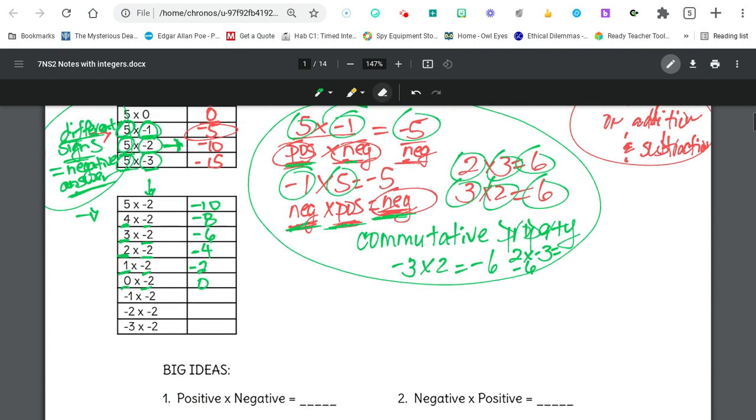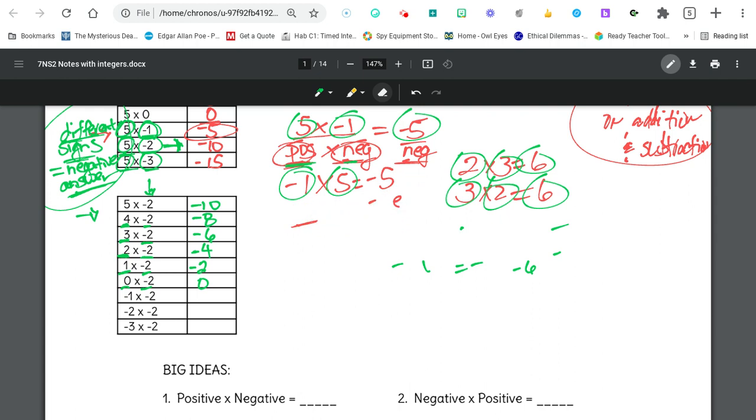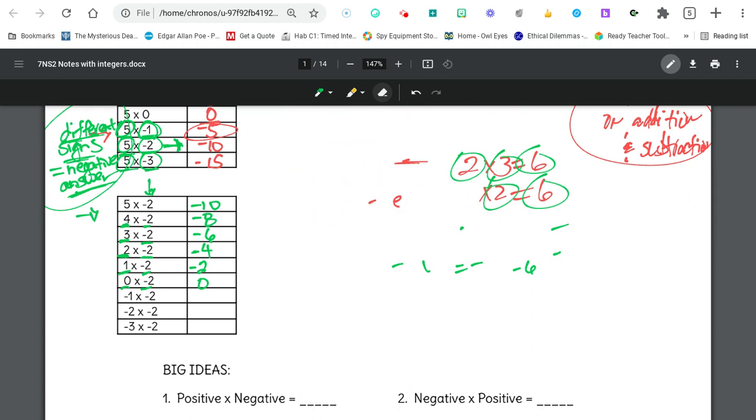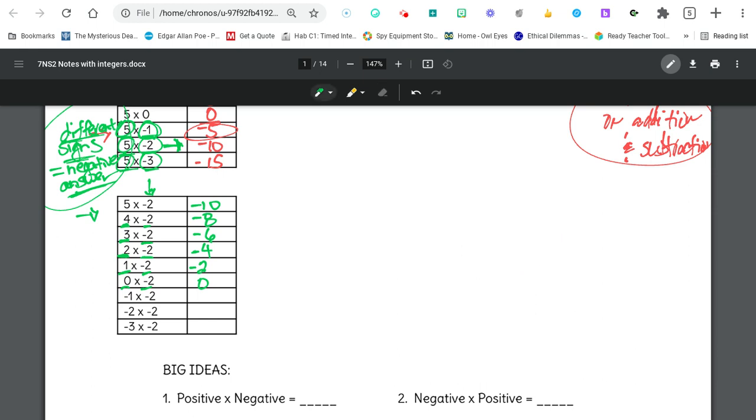See what we're getting, okay? I'm going to erase this. Let's take a look at our pattern, see what we're getting, okay? All right, so we know a positive times a negative is a negative. But according to the commutative property, we could switch it around. A negative times a positive will also be a negative. Okay, so we're looking at 5 times negative 2 is negative 10. 4 times negative 2 is negative 8. 3 times negative 2 is negative 6. Let's look at our answer and see what the pattern is.